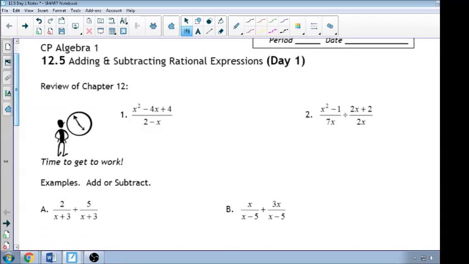This lesson is for my Algebra 1 class. It is 12.5, adding and subtracting rational expressions. Again, a rational expression is just a fancy term for a fraction. So what we need to do first is review Chapter 12.